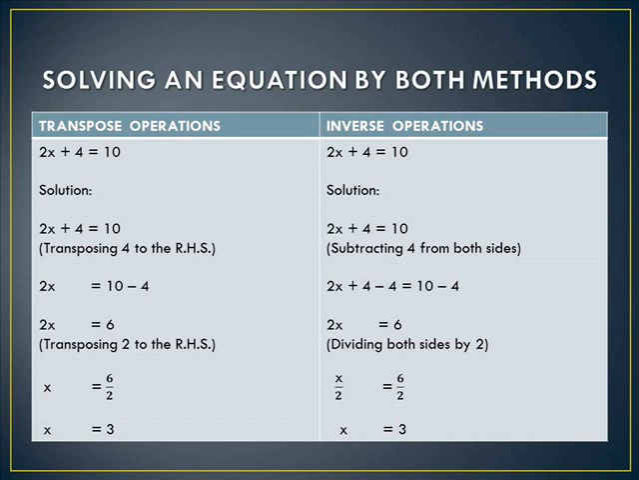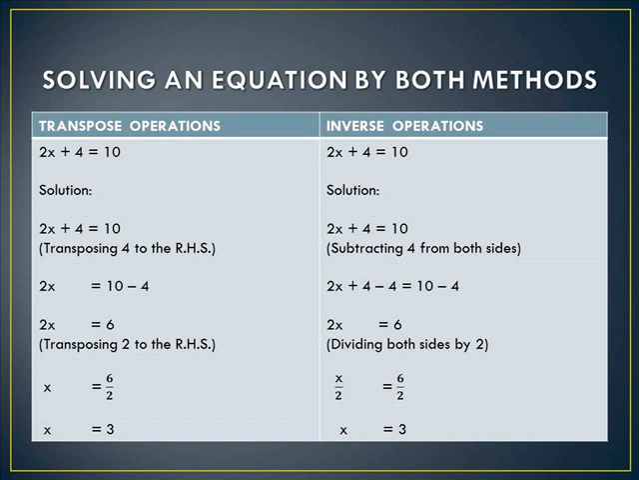Now as we need to keep x on the left hand side, we need to get rid of 4, for which we will subtract 4 from both sides. We can write the equation as 2x + 4 - 4 = 10 - 4. 4 cancels out on the left hand side and the right hand side equals 10 minus 4. 10 minus 4 is 6, so we can write the equation as 2x = 6.